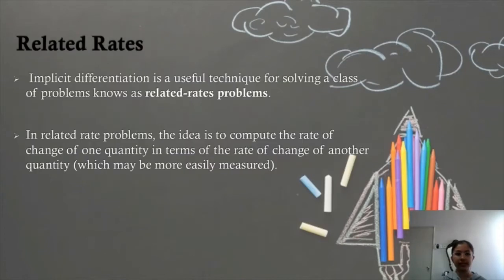Next is related rates. Implicit differentiation is a useful technique for solving a class of problems known as related rate problems. In a related rate problem, the idea is to compute the rate of change of one quantity in terms of the rate of change of another quantity, which may be more easily measured.